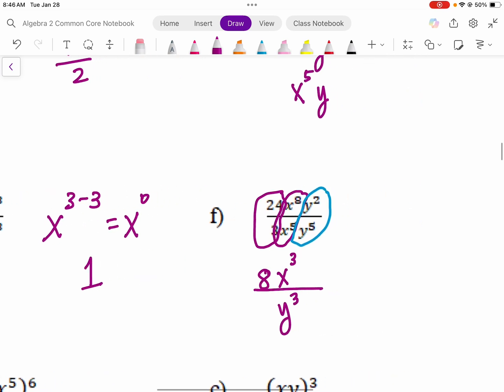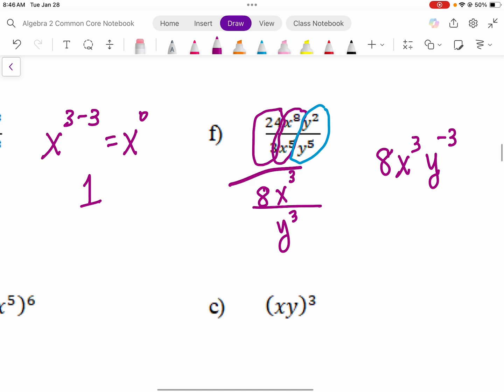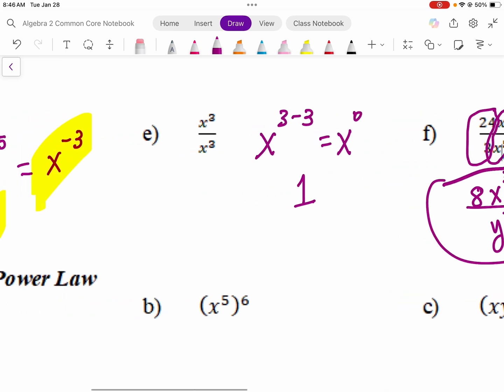I mean, technically, a person could say 8x to the 3rd, y to the negative 3. But again, we don't leave things with negative exponents. I don't know who makes up these rules. I'm just telling you, we don't leave things with negative exponents. So we have to leave it like this.